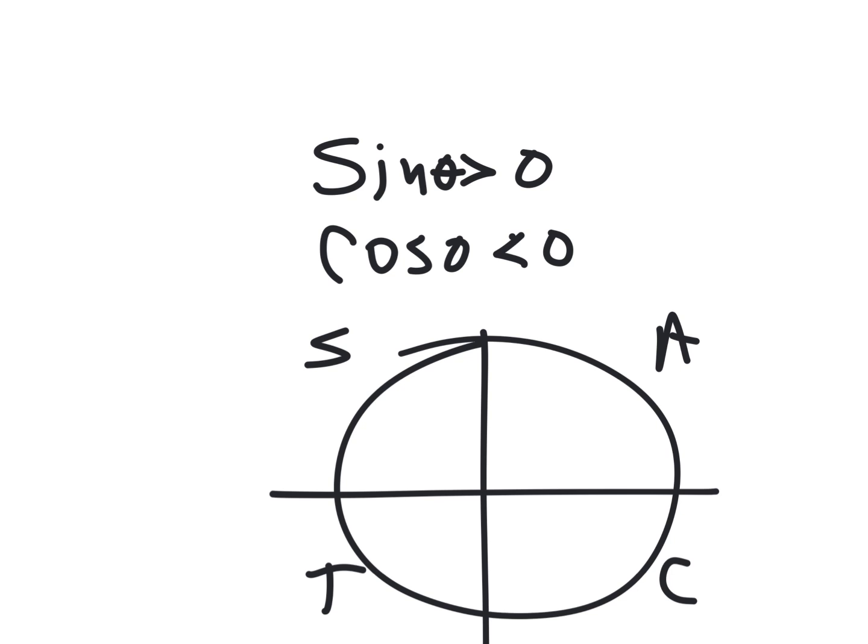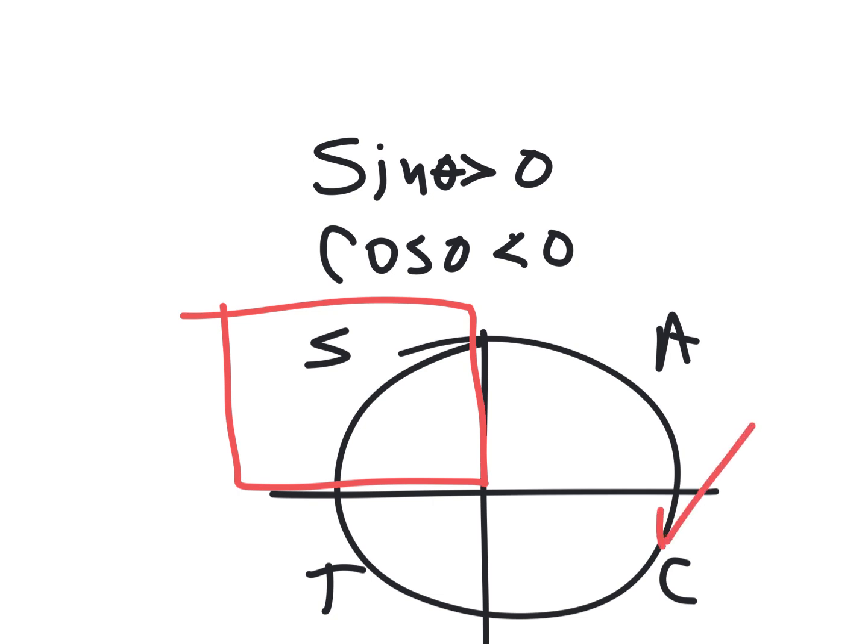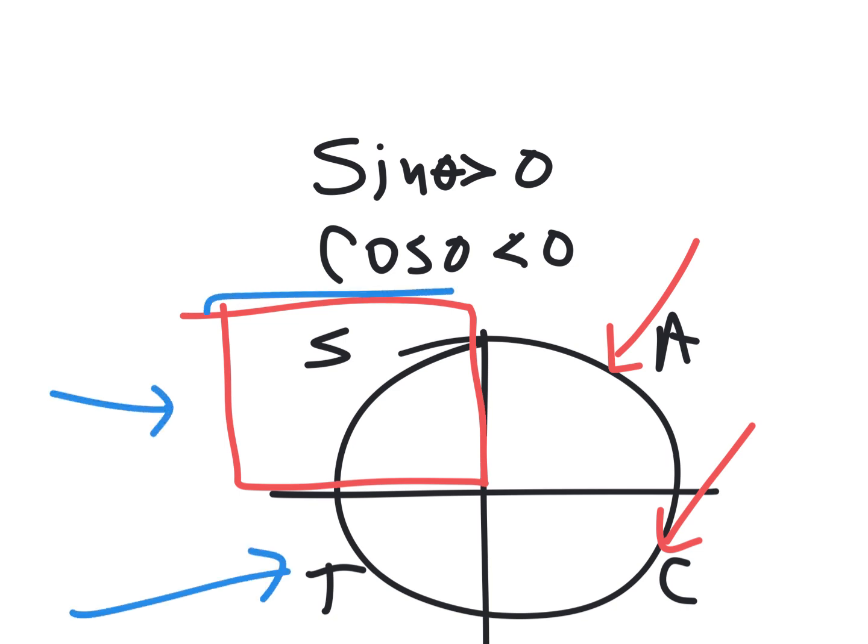Sine positive and cosine negative. Well, it's only one place, and it's right there. Sine's positive because it says S on it. And cosine's negative because why? Well, because cosine's only positive here and here, so cosine must be negative here and here. So that's the spot. Quadrant 2. Who had quadrant 2? Okay, awesome. I think you're getting this.